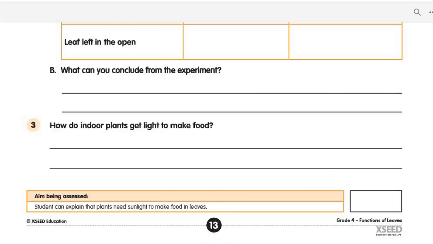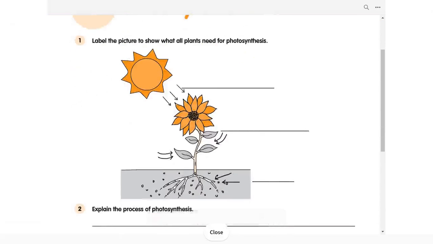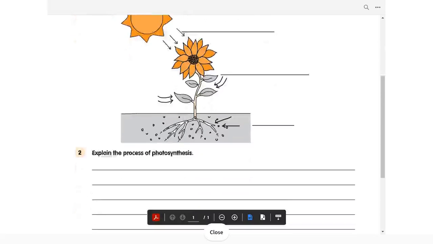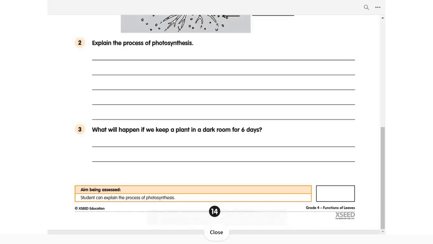Next, S2, photosynthesis. First question, label the picture to show what all plants need for photosynthesis. The answer is sunlight, carbon dioxide and water. Next question, explain the process of photosynthesis. I hope you are doing well. Let's see the answer.